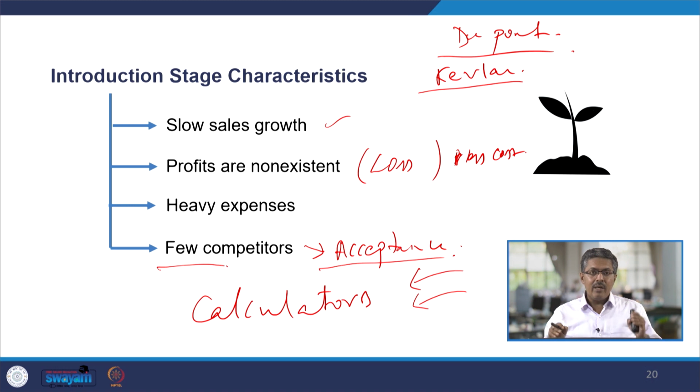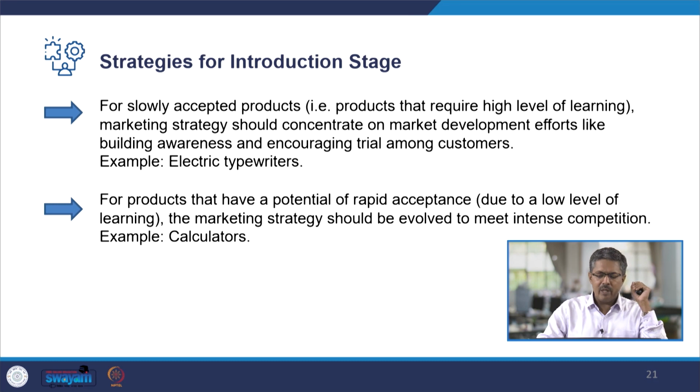But if in a B2B market the product is radical or a new kind of product and only one person is manufacturing it, it would take an immense amount of time to percolate into the market. Okay. So, what is the strategy that you would adopt? For slowly accepted products, that is, products that require a high level of learning. Now, what is a high level of learning? Which kinds of products would require a high level of learning?